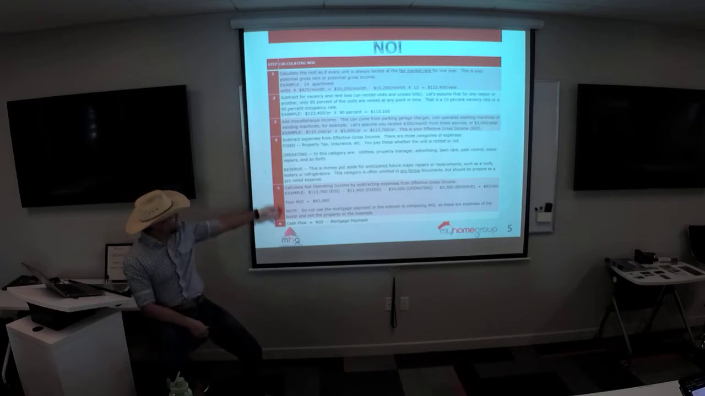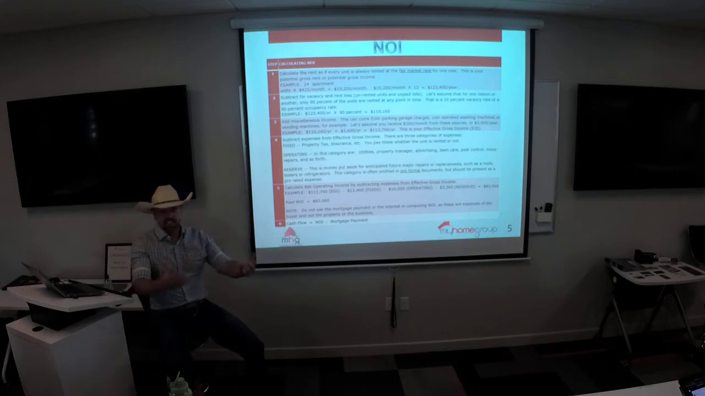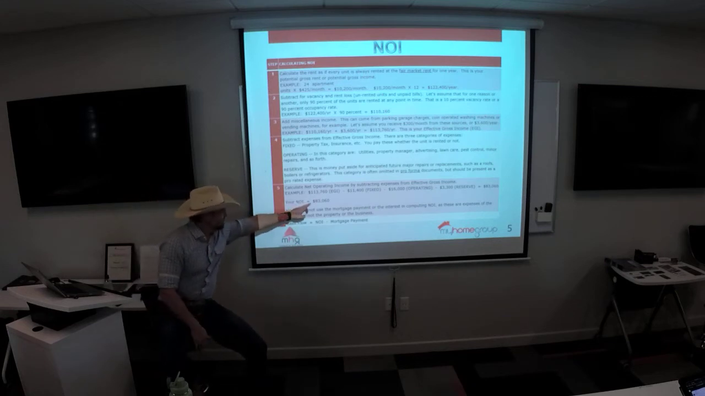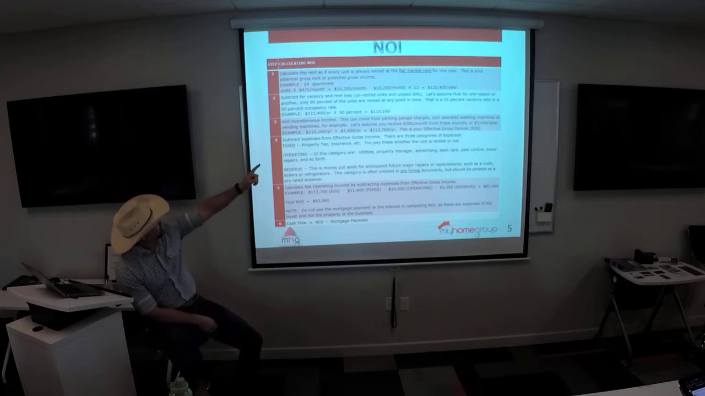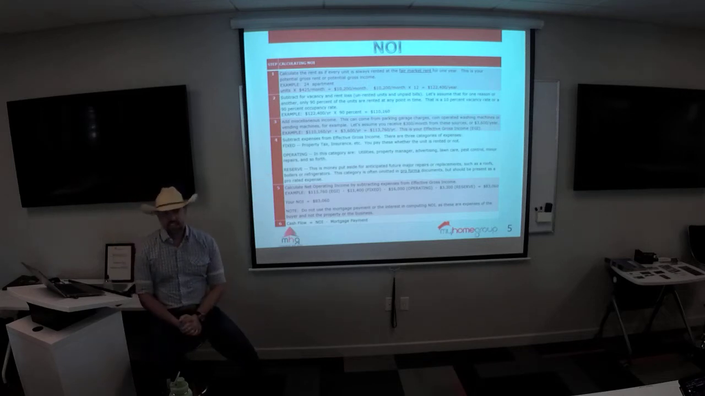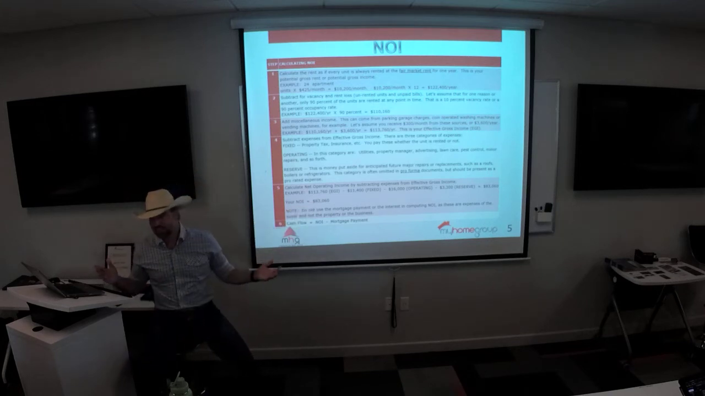Anyhow, you put all that together, you do your math, you take in all your incomes minus out all your expenses, and that gives you your net operating income. So you can see if we were to just take, in this example, just the rent and the miscellaneous income, we would have been at like $130,000. Now we're at 83. That's a big difference.